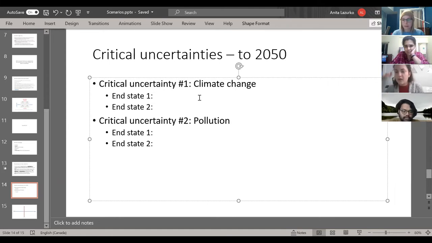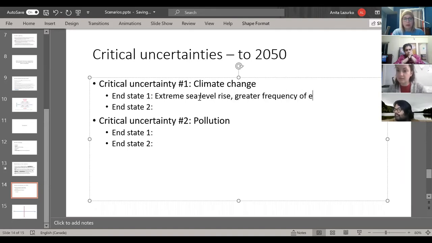So we're thinking about... That was clear. Thank you. Yeah. Okay. Why don't we go with the extreme sea level rise? And greater frequency of extreme weather events.